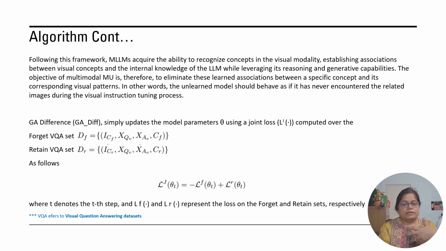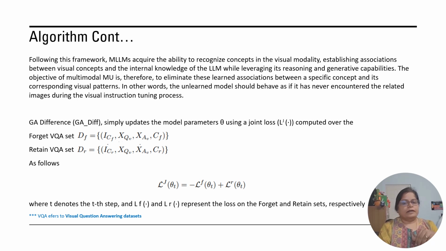And we have the data set available for that information or the image that needs to be retained. So in this case, the joint loss is to maximize the loss which needs to be forgotten and minimize the loss which needs to be retained. Since we are maximizing one loss and minimizing the other, both are going in different directions, tangentially, right?